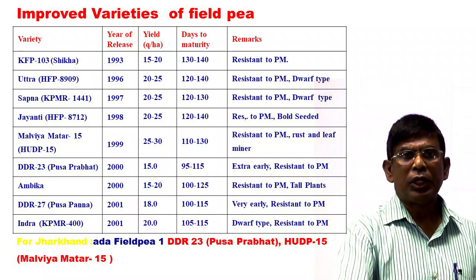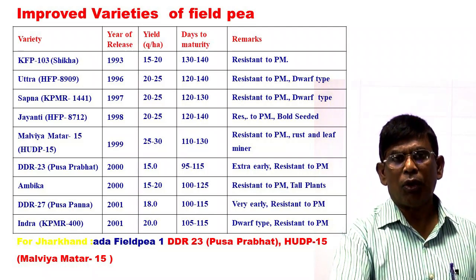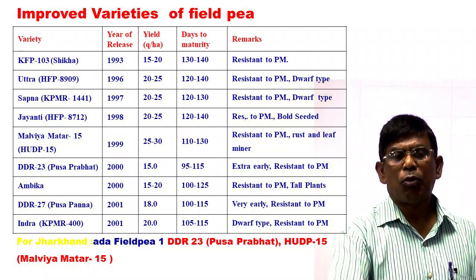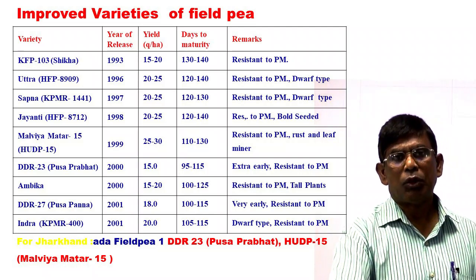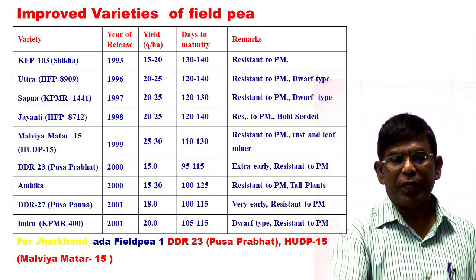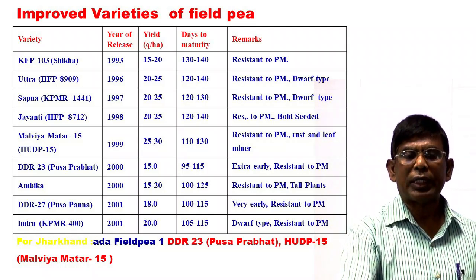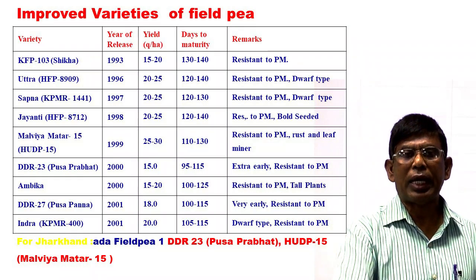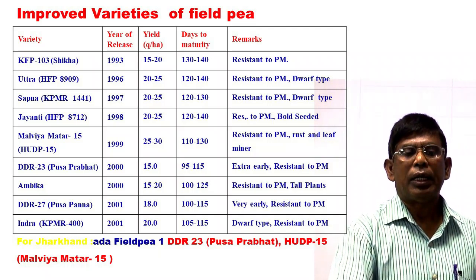Then coming to some improved varieties, because you know the variety can play a very important role in increasing the productivity, and it must be suitable to the soil and climate. So in that way you should know the characteristics of different varieties, and accordingly you should choose the variety.